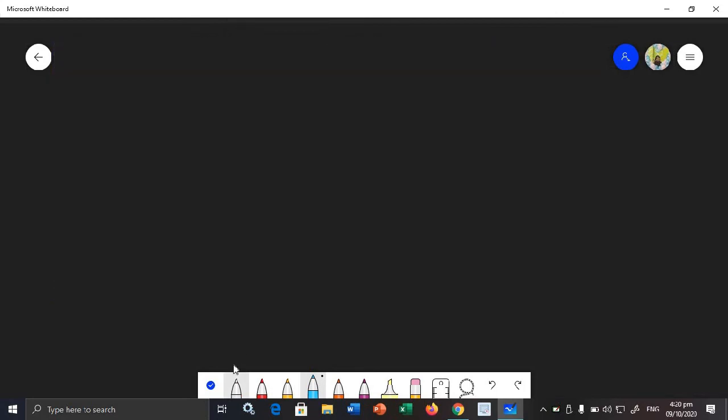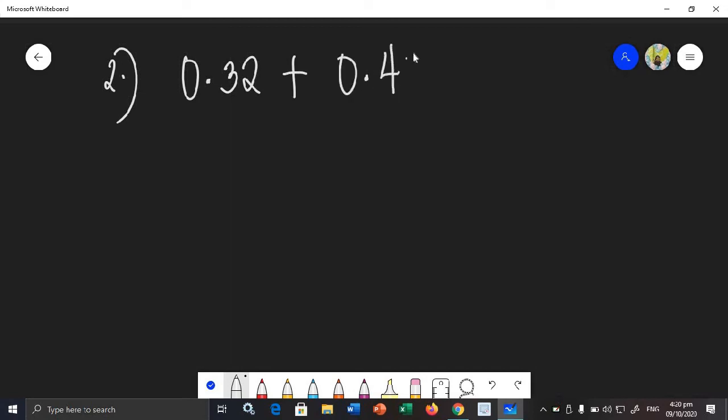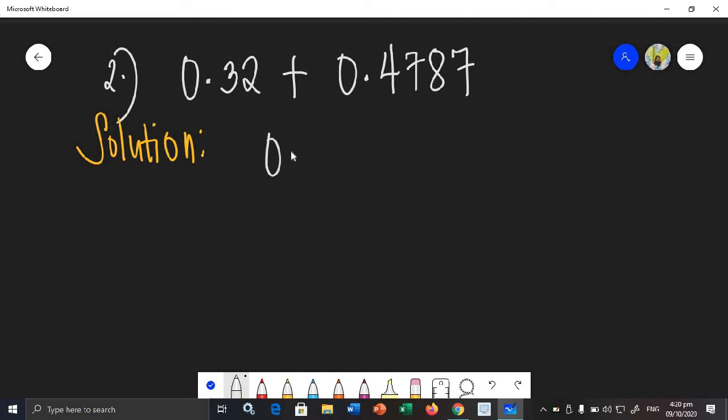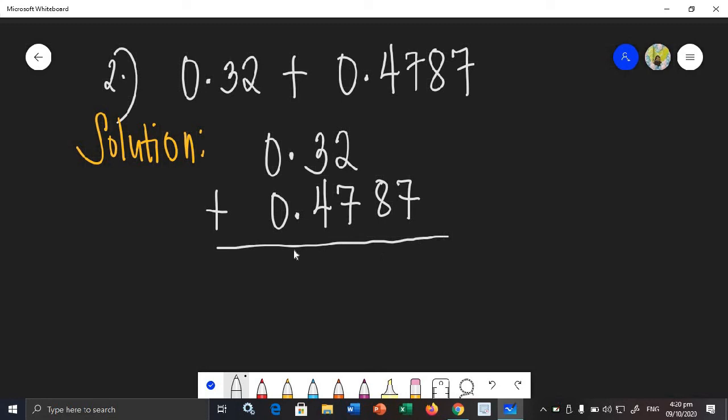And then, next given, let's say we have 0.32 plus 0.4787. So, yeah. So, the given is in horizontal form. So, we need to write this in vertical form for us to be able to solve this easily. Okay? So, 0.32 plus 0.4787. So, this is what I mean kanina sa pangatlong rule.